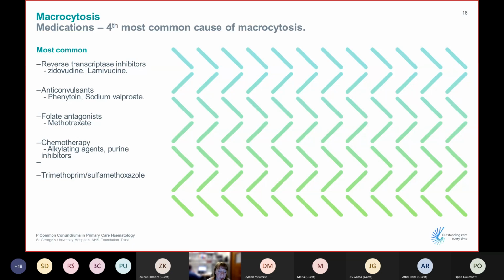Trimethoprim and the family of antibiotics are known to cause a macrocytosis. And probably one of the most commonly used medications in primary care, metformin, can lead to a macrocytosis. And again, this is most likely secondary to malabsorption it can cause in the bowel and low B12 absorption.